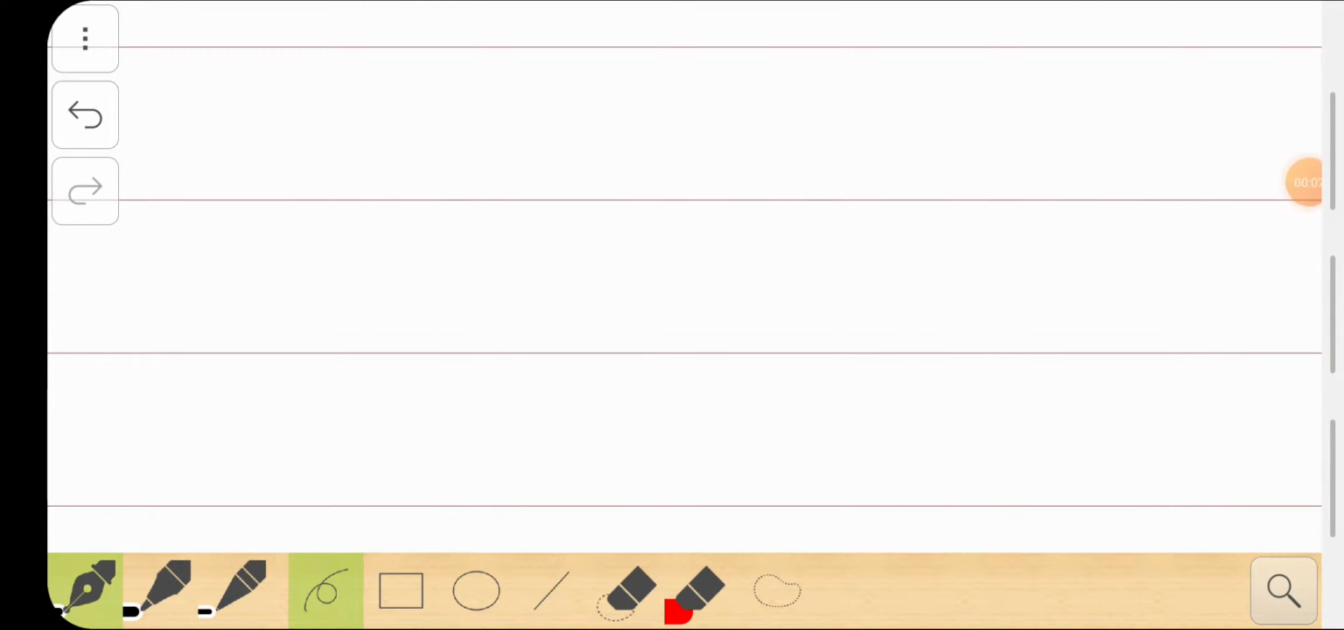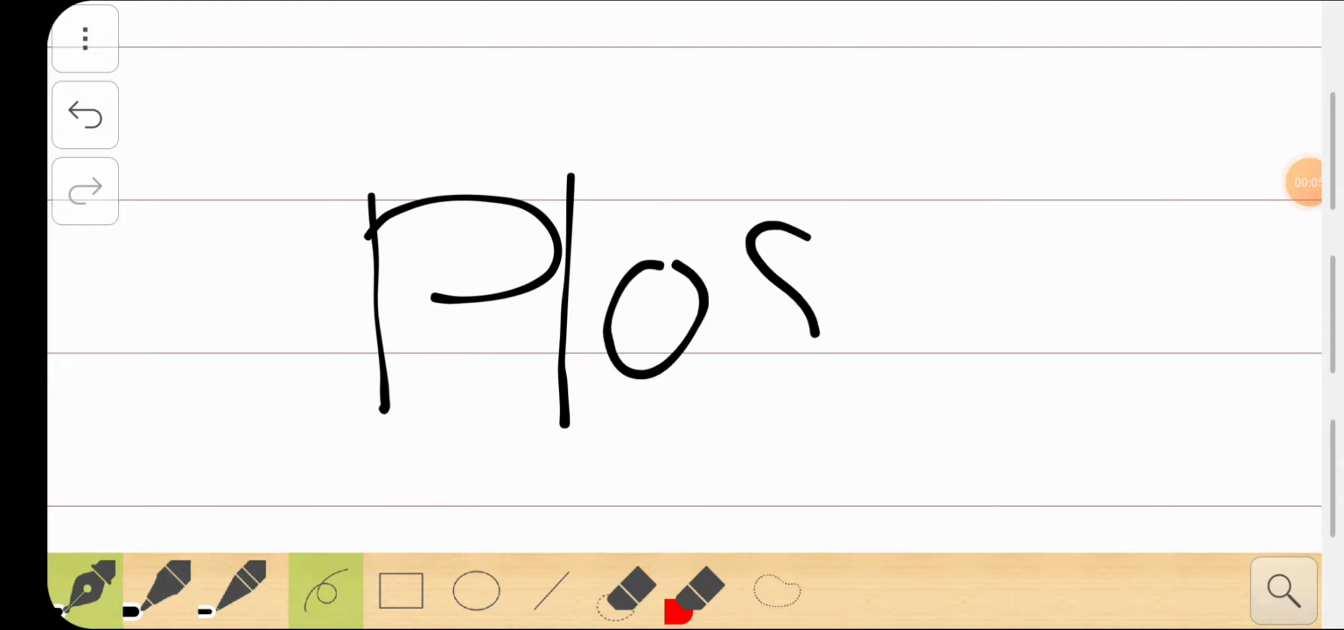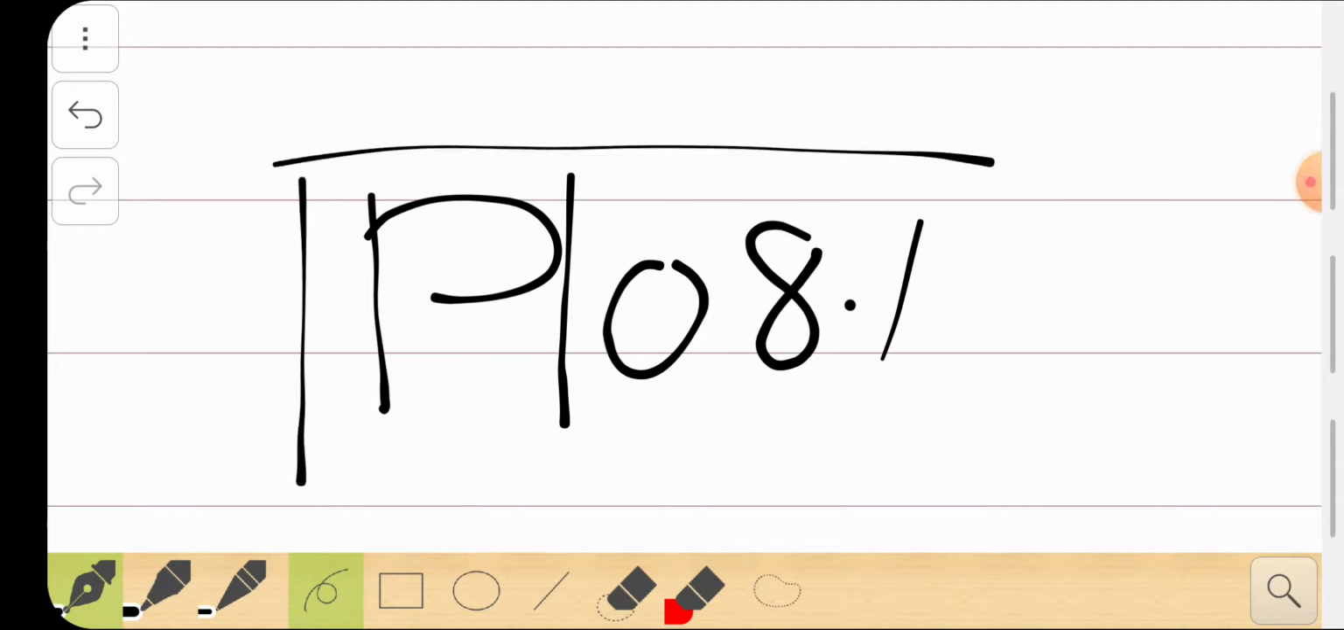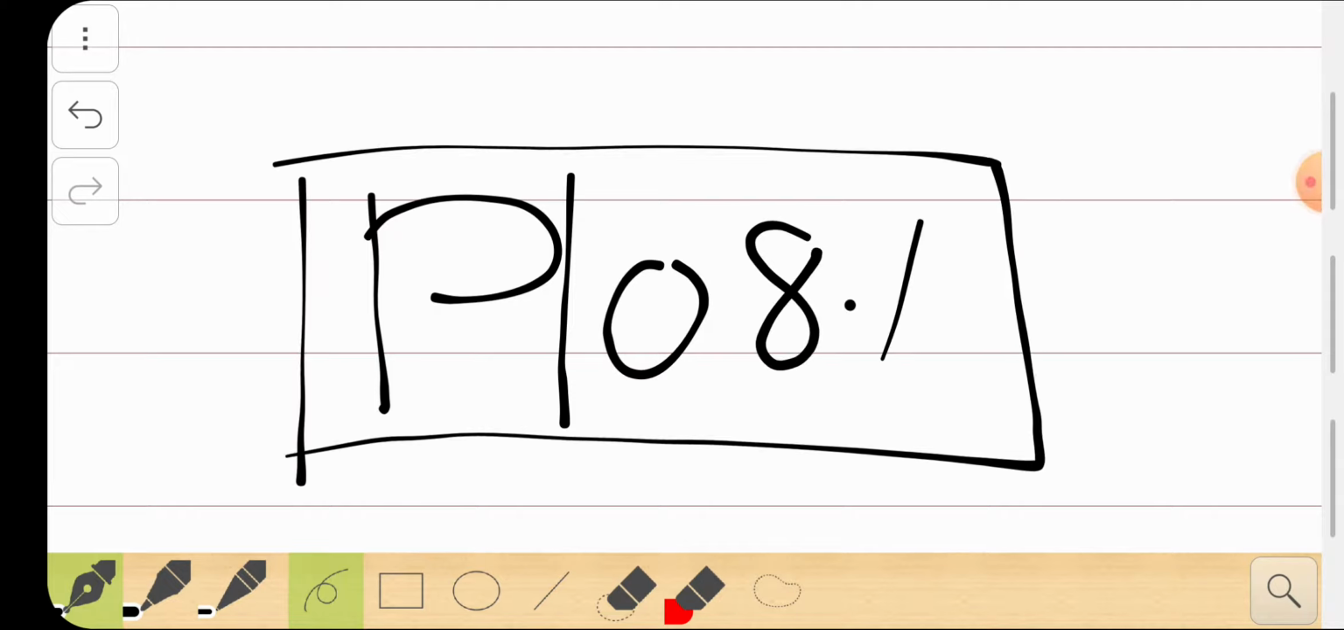This lecture is called P108.1. In this lecture we are going to discuss Newton's laws, the three laws of Newton and their implications.